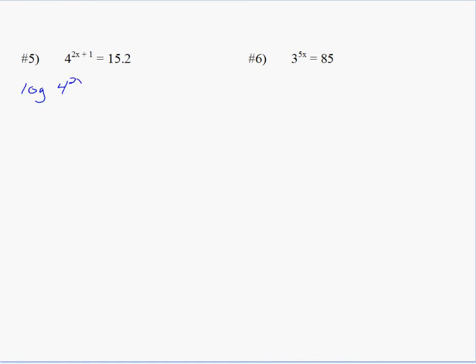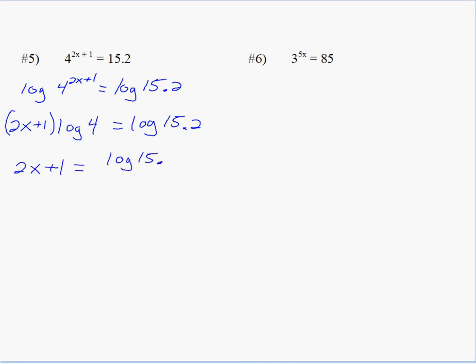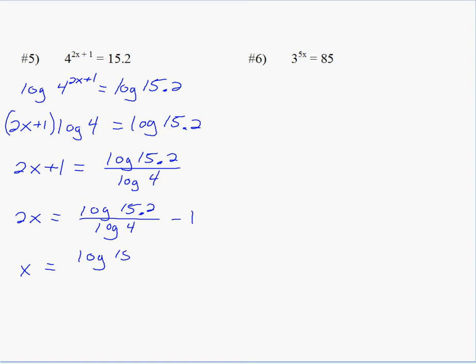Number 5, apply log to both sides. Your exponent comes out to the front. Make sure you put it in parentheses, more than one term. And divide both sides by log of 4. Subtract 1 from both sides, trying to get x by itself. And divide both sides by 2. When you're dividing by 2, it's going to put the 2 on the bottom of the fraction. That's why that 2 is at the bottom there, 2 log of 4. 1 divided by 2, of course, is 1/2.